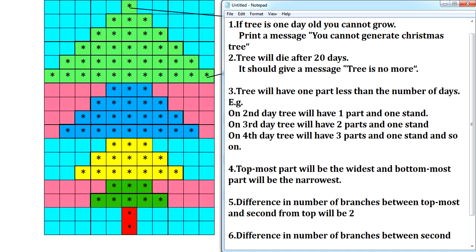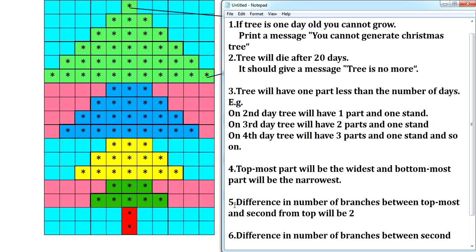And what is the fourth rule they have given? The topmost part will be the widest and the bottommost part will be the narrowest. The topmost part is broader and coming down, the branches become narrower. This is your fourth statement.